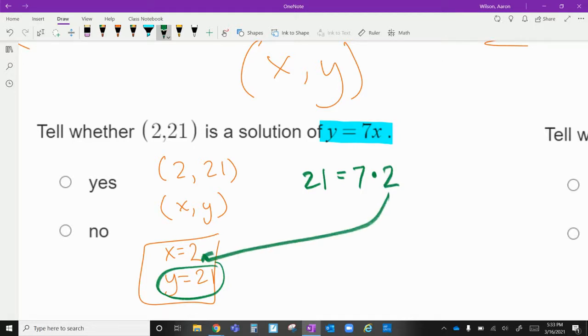So now I just do the math here. I do 7 times 2, and 7 times 2 happens to be 14. Well, is 21 equal to 14? No, it is not, which is why the correct answer for this question would be no, because it doesn't work. 21 isn't equal to 14.